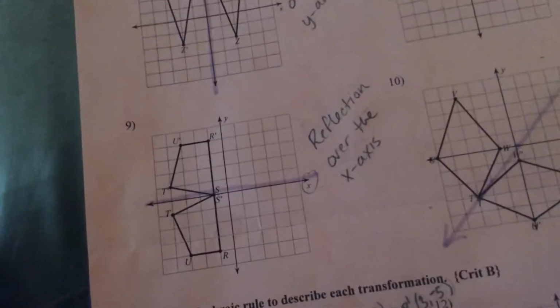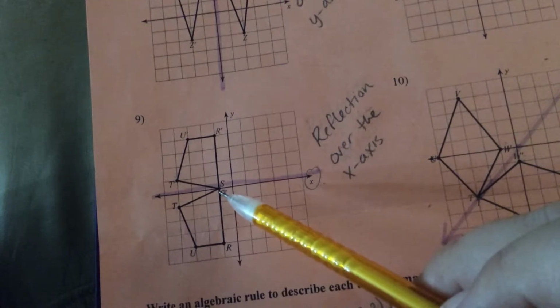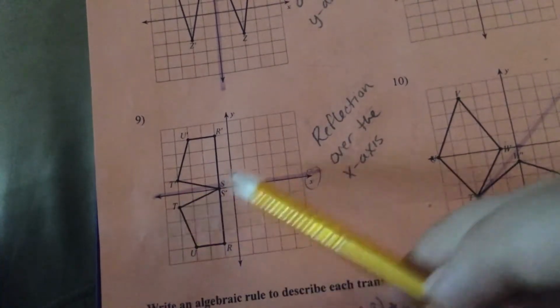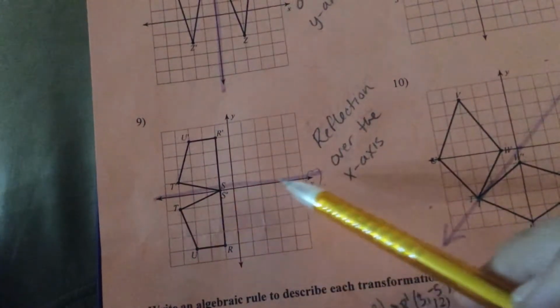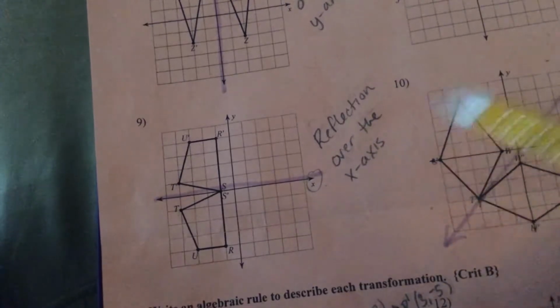Okay, looking at number 9. Again, both shapes are sharing this point right here. Also, it's splitting T evenly. So this will be our line of reflection, and that's on the x-axis, so it's just a reflection over the x-axis. But when I look at number 10, this one is different.